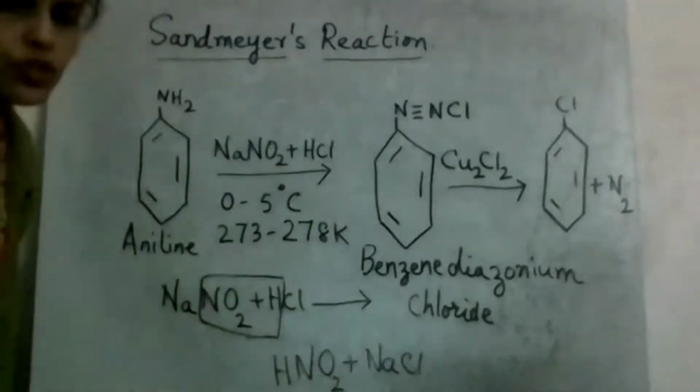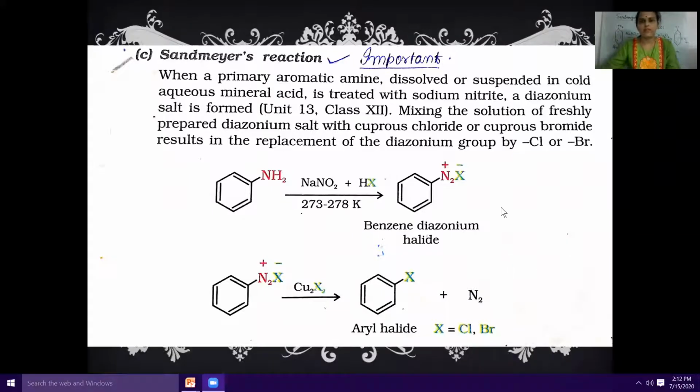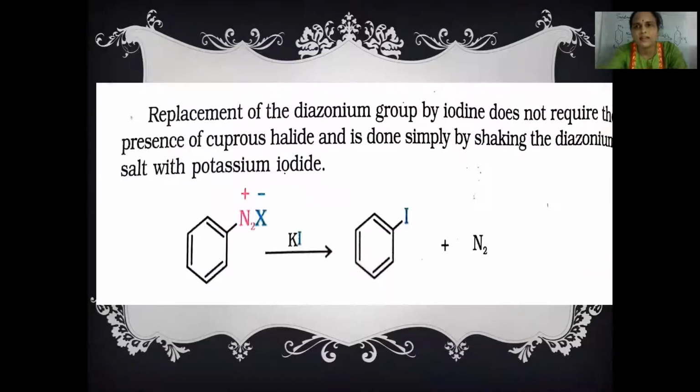I hope you have understood Sandmeyer's reaction. There's no problem. Now, chlorobenzene and bromobenzene you can prepare this way. Suppose you need to prepare iodobenzene. Then you need to shake the solution of benzene diazonium halide with KI, potassium iodide. Just shake the solution of benzene diazonium halide with potassium iodide. It results in giving you iodobenzene, and nitrogen gas is expelled.